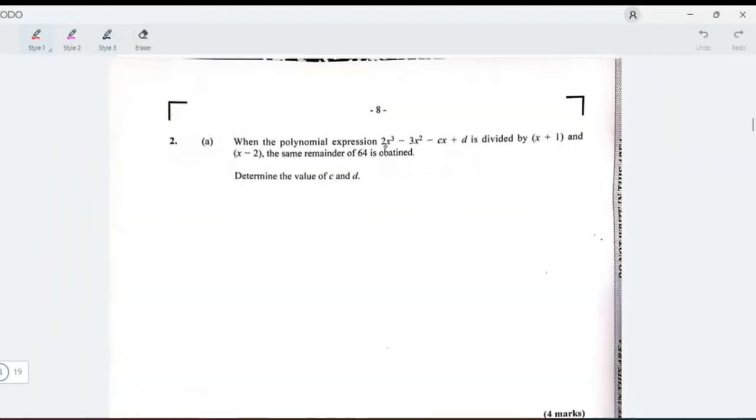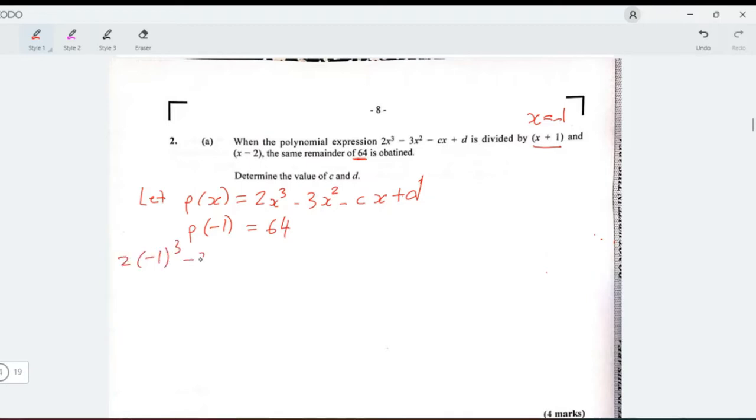Question two, it says, when the polynomial expression... I like to define my polynomial expression. So let p of x be equal to 2x cubed minus 3x squared minus cx plus d. When it is divided by x plus 1, minus 2, we leave the same remainder of 64. So in that case, when we set x plus 1 to be 0, we're getting x is negative 1. So that means p of negative 1 is equal to 64. So plug in negative 1, that's 2 times negative 1 cubed minus 3 times negative 1 squared minus c times negative 1 plus d is giving us 64.